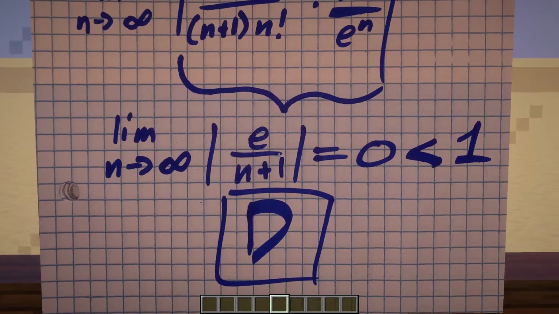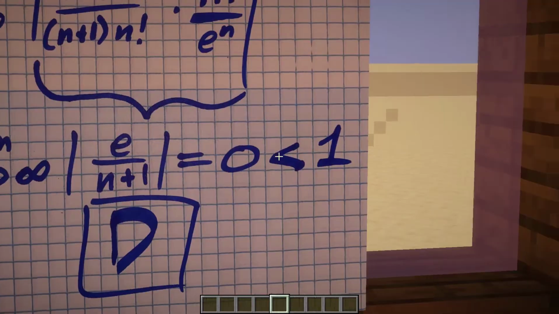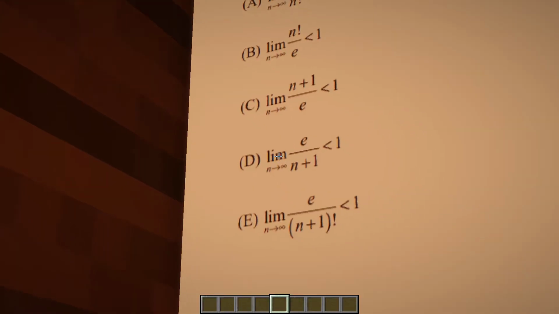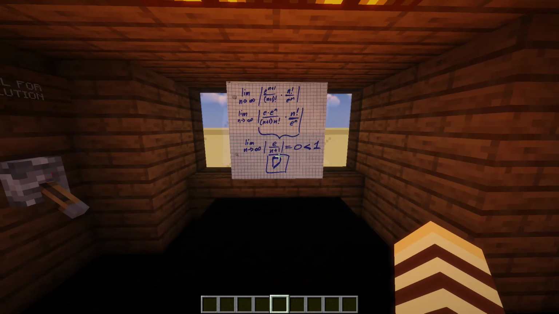e over n plus 1, and we know that the limit as n approaches infinity of that is 0, which is less than 1. And e over n plus 1 is option D, so D.